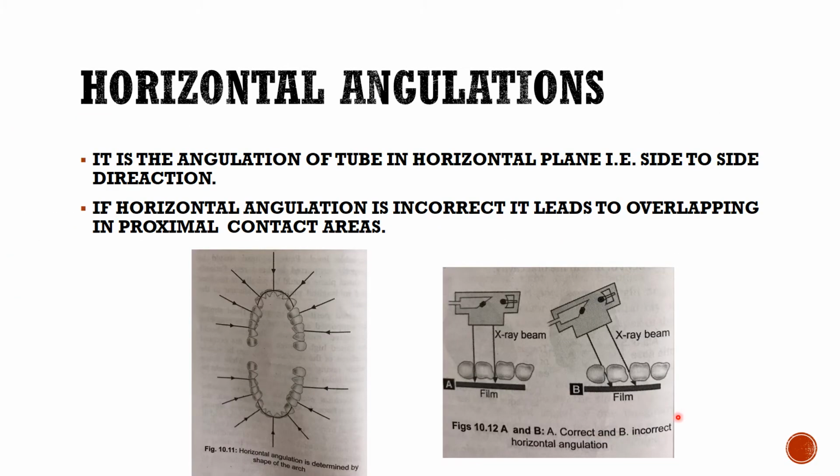Now moving on towards the horizontal angulation. It is the angulation of the tube in the horizontal plane, that is side to side direction. So if the horizontal angulation is incorrect, it leads to overlapping in the proximal contact area. So this is nothing but the horizontal angulation, how you're placing your X-ray tube head in the horizontal direction.